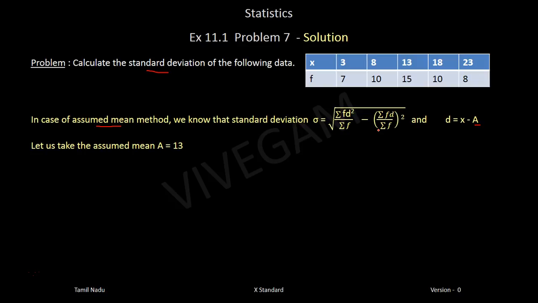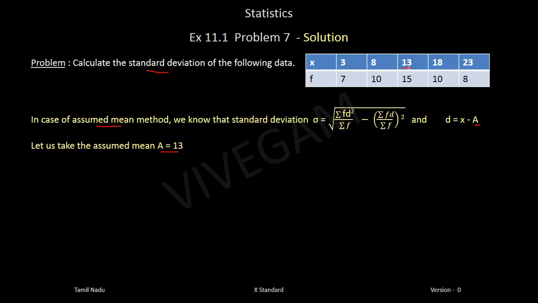Before that, we'll have to take an assumed mean. The mean is assumed generally as the mid value of the x's. So here x takes 3, 8, 13, 18 and 23. 5 values are there. The mid value is 13, right? 2 values below that and 2 values above it. So in this case, the assumed mean is taken as 13.